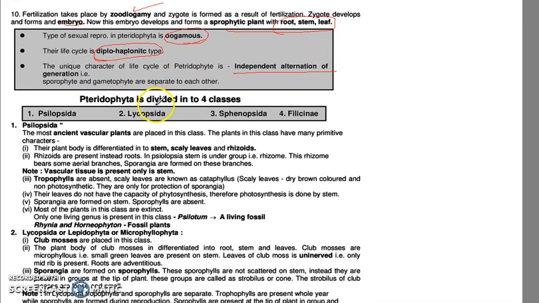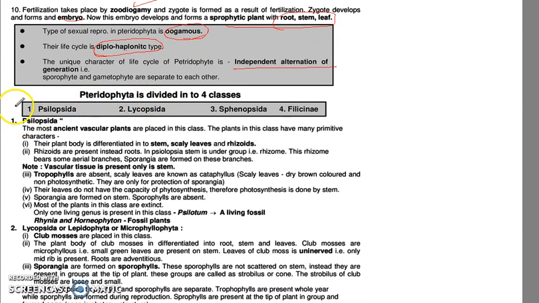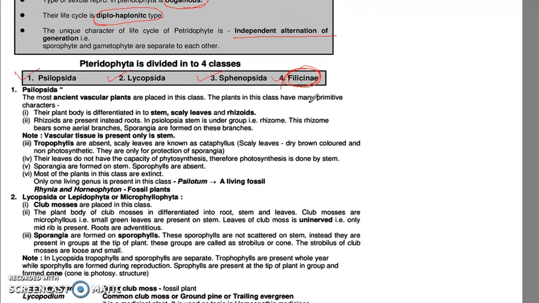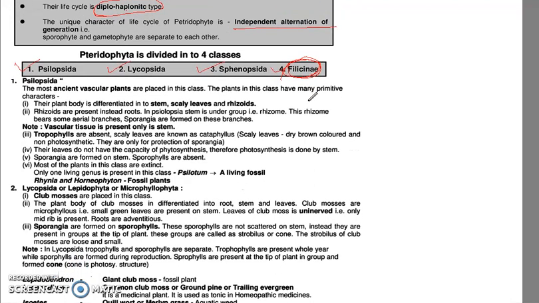At last, pteridophytes have been classified into four classes: Psilopsida, which is a fossil class, Lycopsida, Sphenopsida, and Pteropsida. This Filicinae or Pteropsida is regarded as the advanced pteridophytes. Okay, friends. In the next class, I'll discuss details about the classes.